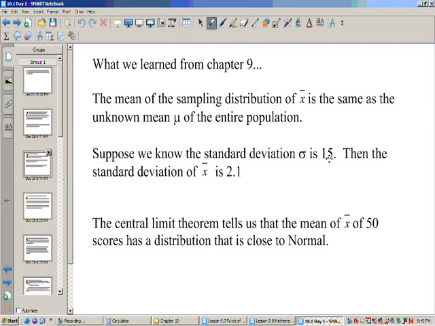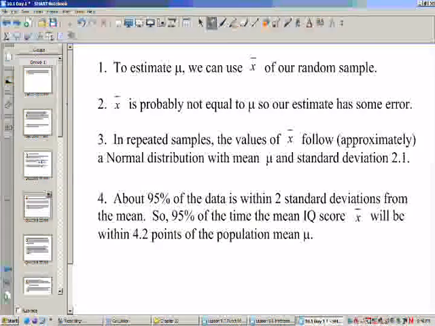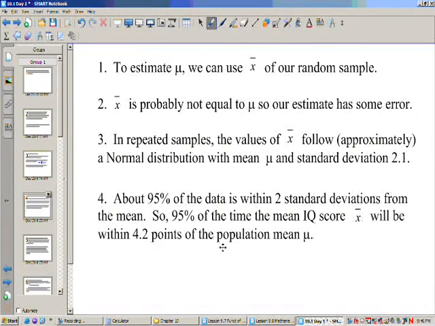Now, suppose we know the population standard deviation is 15, then the standard deviation for the sampling distribution is going to be 15 over the square root of 50, which equals 2.1. Now, the central limit theorem tells us that the distribution is going to be relatively normal. So to estimate mu, we can use x bar from a random sample, and x bar probably is not equal to mu, so our estimate has some error in it.